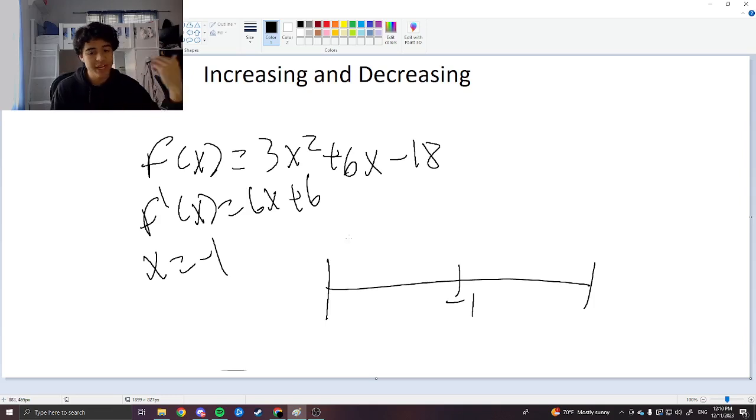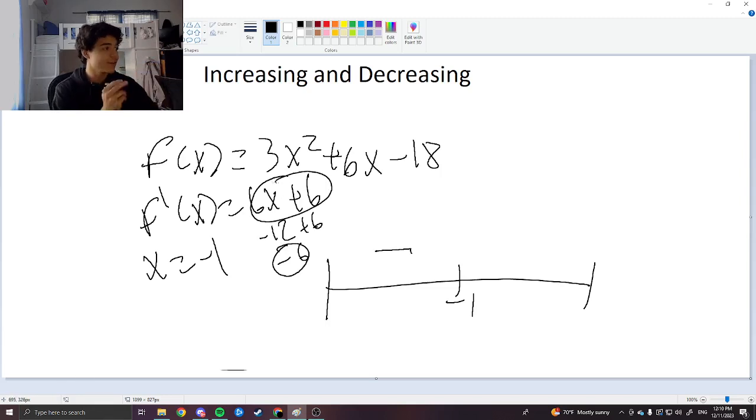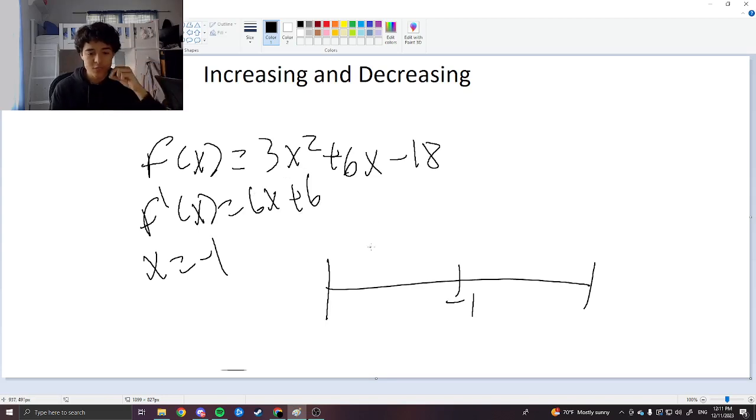So let's pick negative 2, right? If we plug negative 2 into this, we'll get negative 12 plus 6. This is negative 6. It's a negative number. That's all you have to know, is a negative number. So before negative 1, the slope is negative. If you pick any number less than negative 1 and you plug it into this, you're going to get a negative number. The slope of the function before negative 1 was negative.